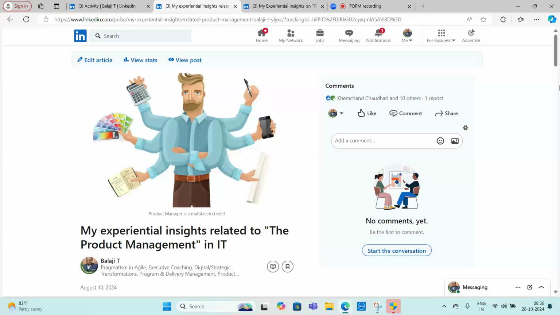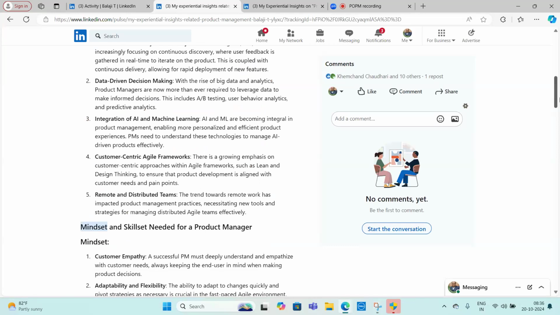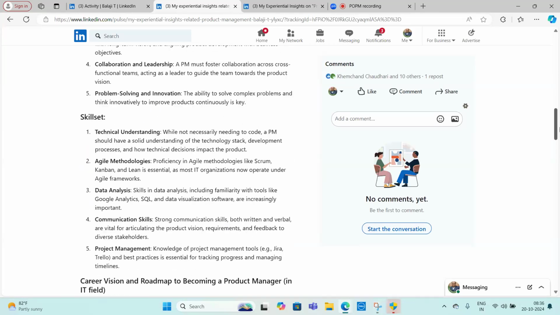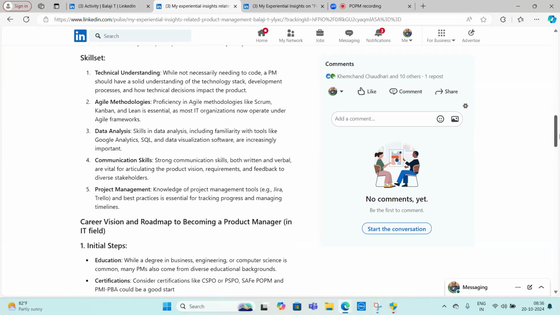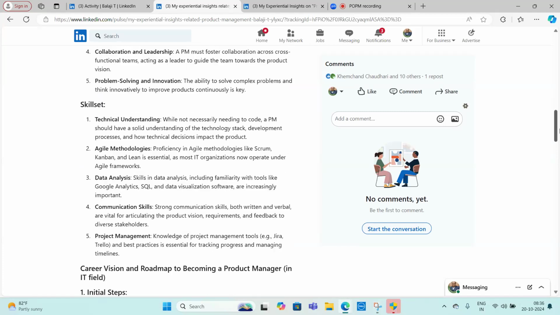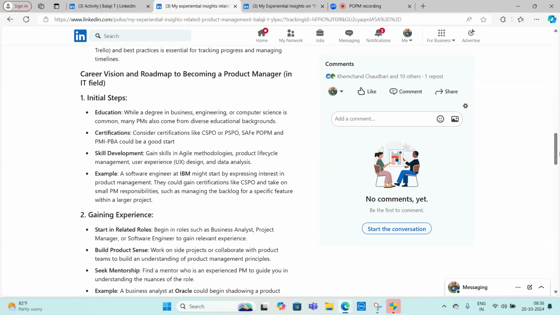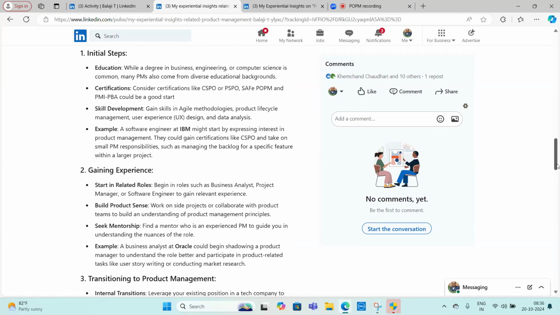So people who are really interested in the product space of agility, it's a very good time for you to really grow up in your career ladder. Please don't miss out on the opportunity. Okay, so here I have written what could be the mindset and the skills, and your vision and roadmap to becoming a product manager. Then probably what are all the things which you need to do?